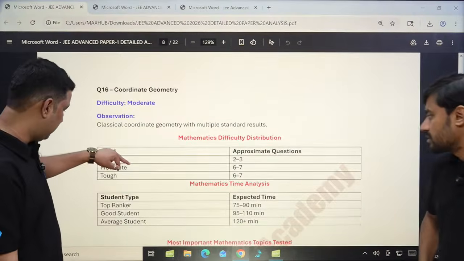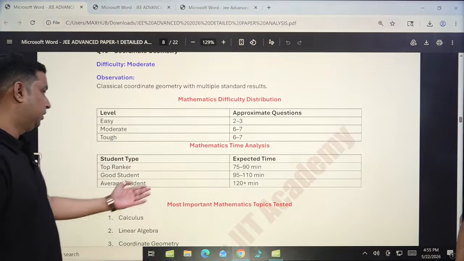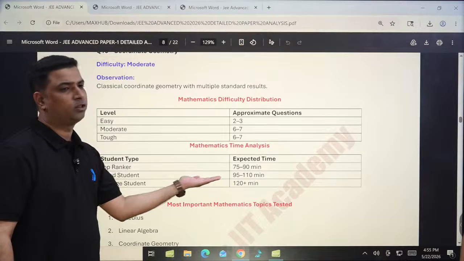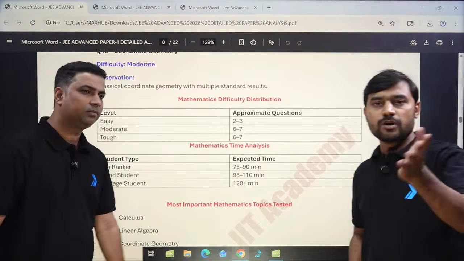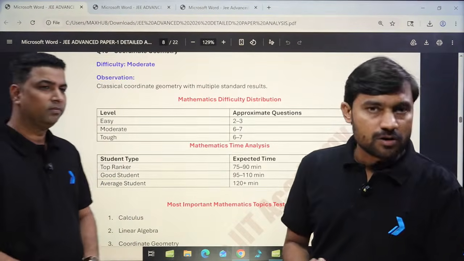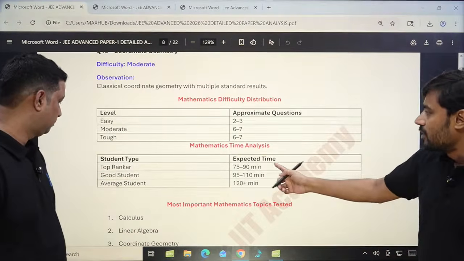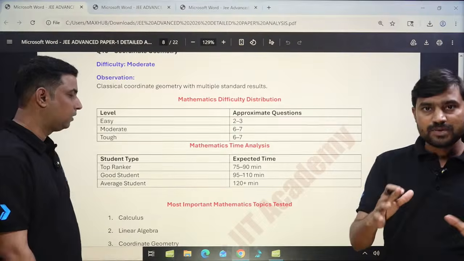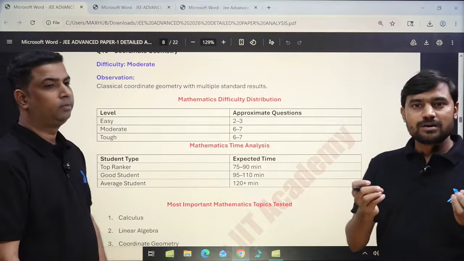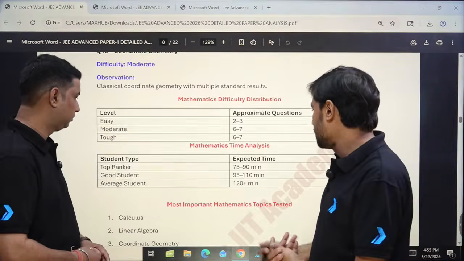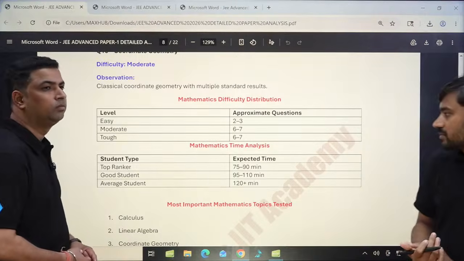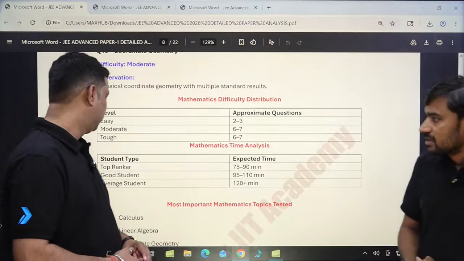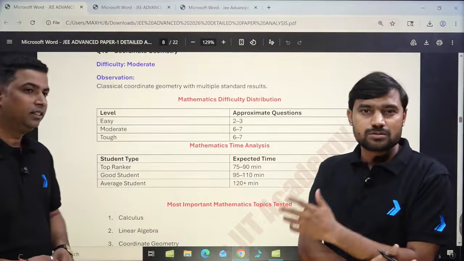Yes. And if you are a top ranker, you can solve the paper in approx 75 to 90 minutes. Someone was asking about whether the paper was lengthy or not. So this is the overall analysis. The top rankers take approx 75 to 90 minutes, and if your practice is good, then you will take 95 to 110 minutes, and an average student 120.